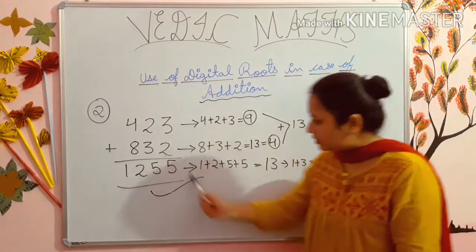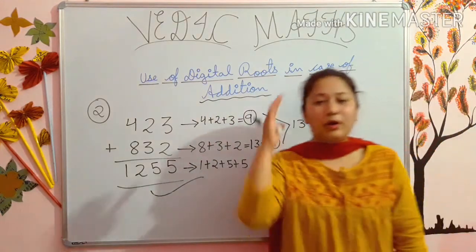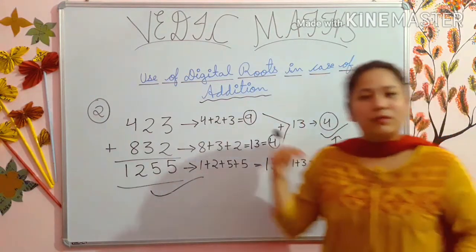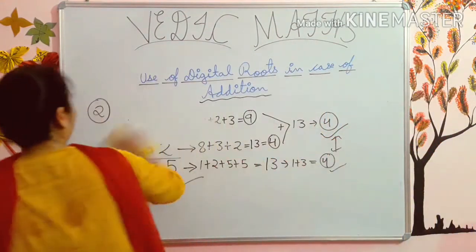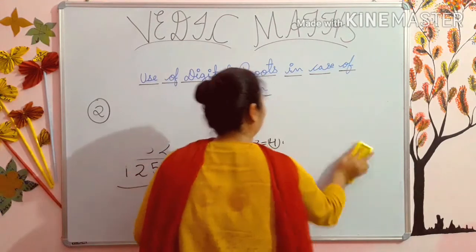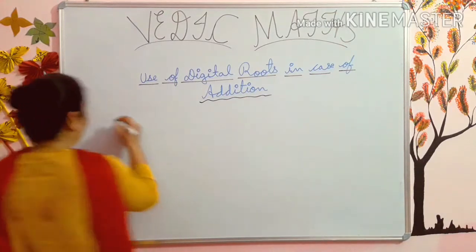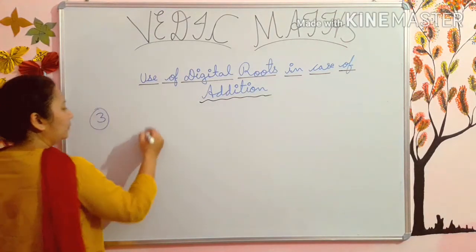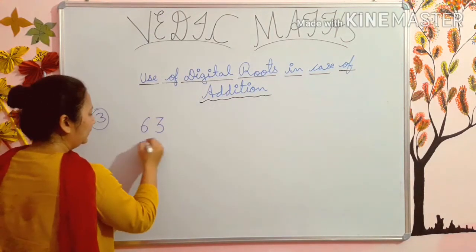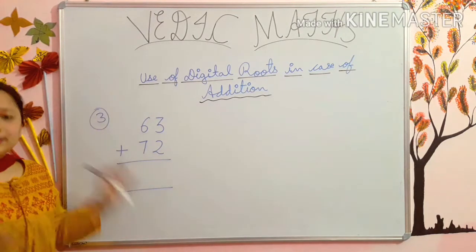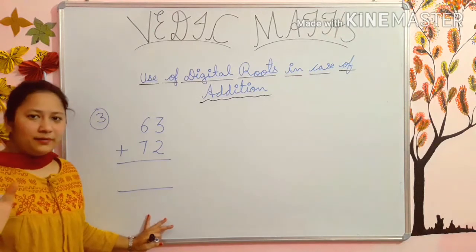These calculations, students, you have to do in your mind. You don't have to write. Now we will go to our next sum. Third sum, 6372. This sum we will do orally in our mind.